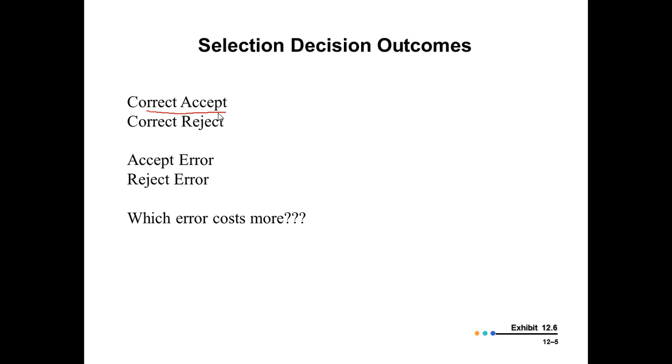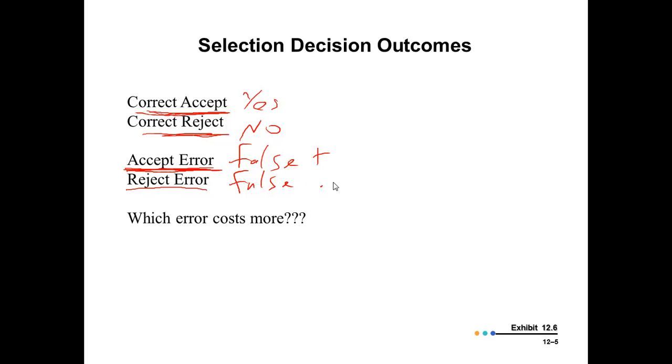So the different selection outcomes that we can have as a result of a selection process. You can correctly accept somebody. You said yes when you should have said yes. Or you can correctly reject. You said no when you should have said no. So what do you think an accept error is? Accept error, also known as a false positive. You said yes when you should have said no. A reject error is a false negative. You said no when you should have said yes in terms of the candidate.